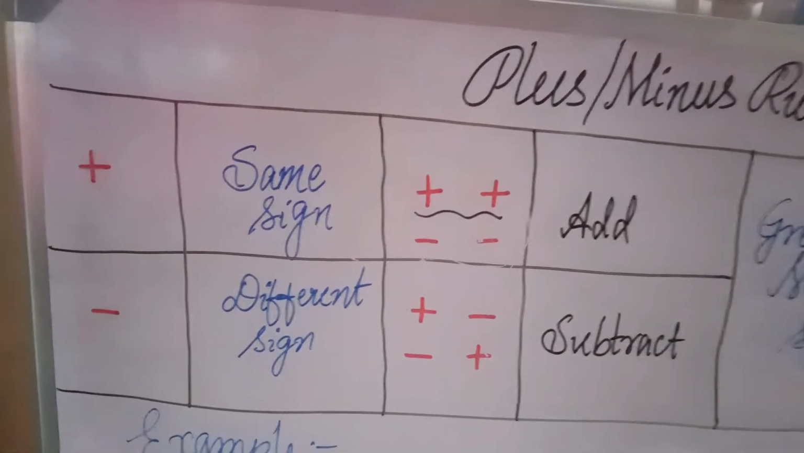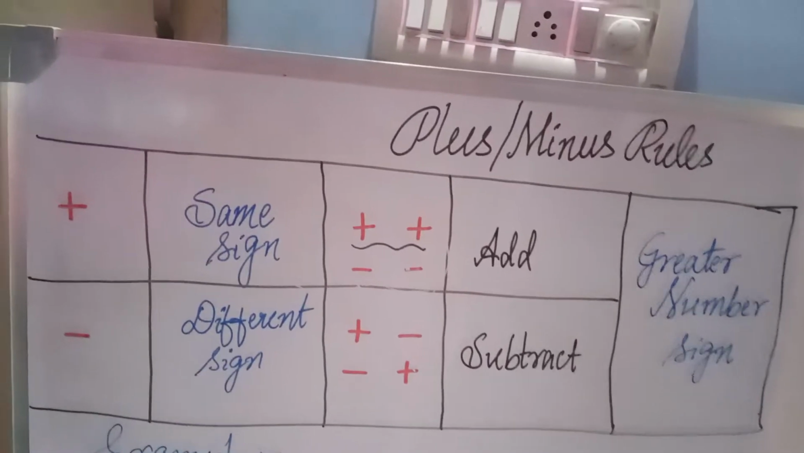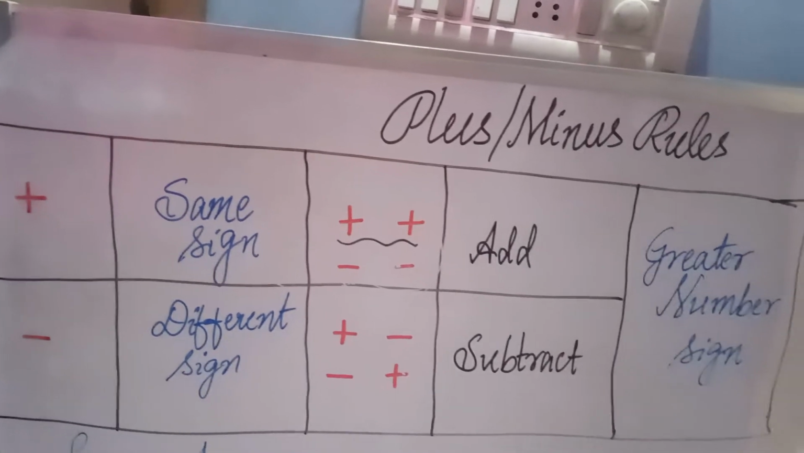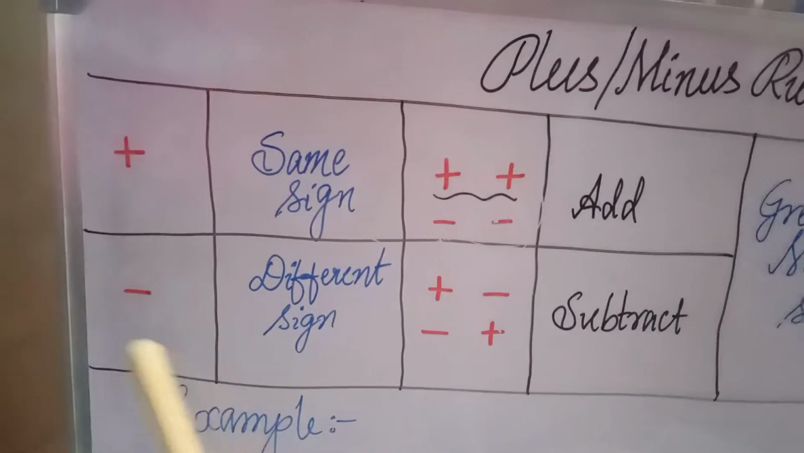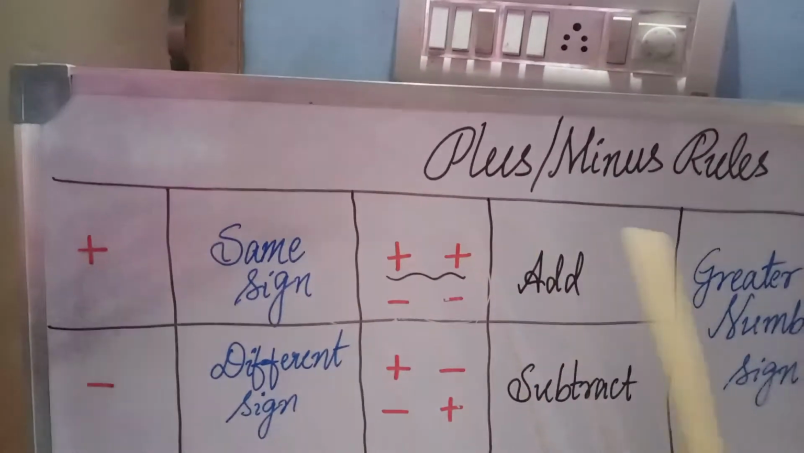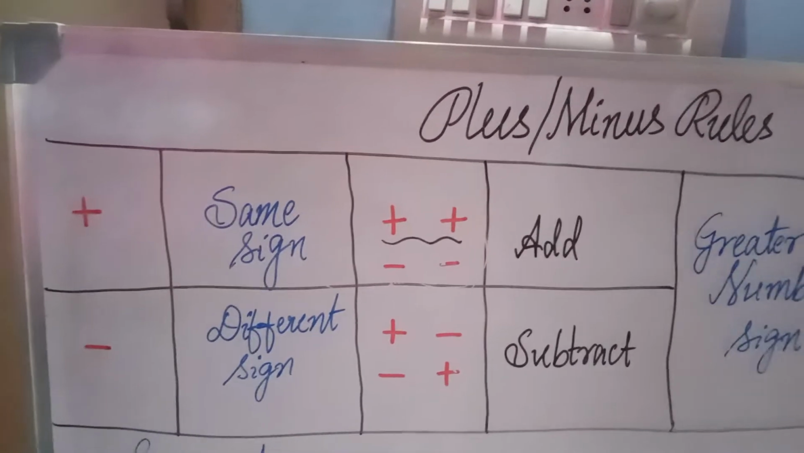Hello everyone. Many of you have doubts when you have plus and minus: whether to add, whether to subtract, or whether to multiply. Here is a simple way. See, if you know this table, then it will be very easy for you all to understand.